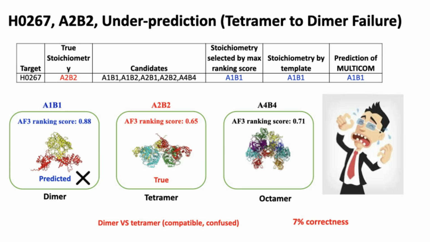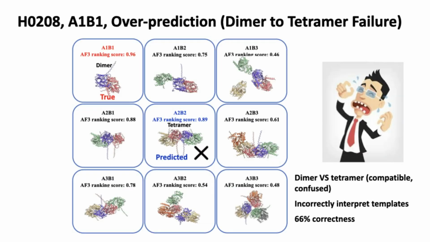Here's another opposite mistake. It's over prediction. Actually, it's a dimer, but we use template information incorrectly, which we predict as a tetramer. So this is from dimer to tetramer failure.